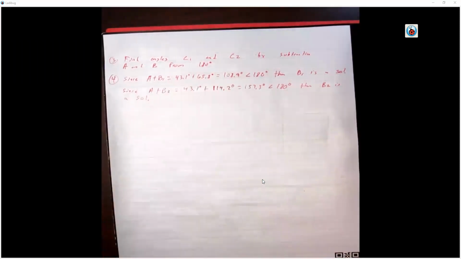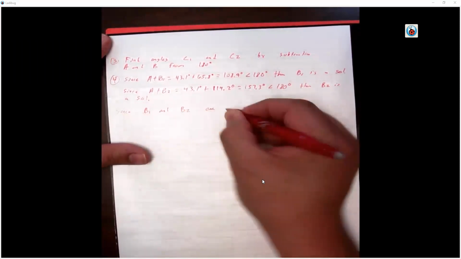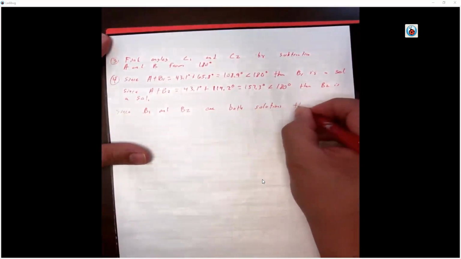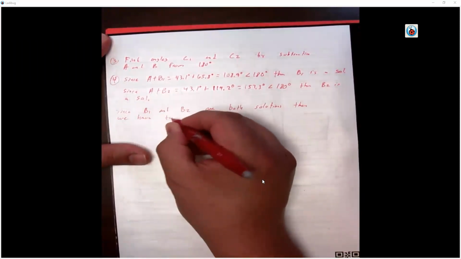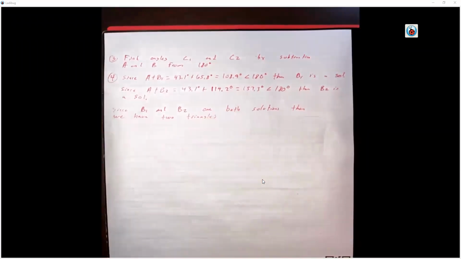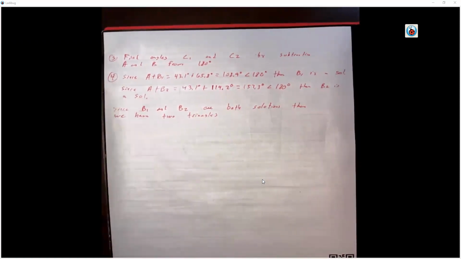Does that make sense? So since B1 and B2 are both solutions, then we have two triangles. That's when you go back and find C1 and C2. Technically, you do this first. But since we already knew it was okay, it wasn't a big deal.